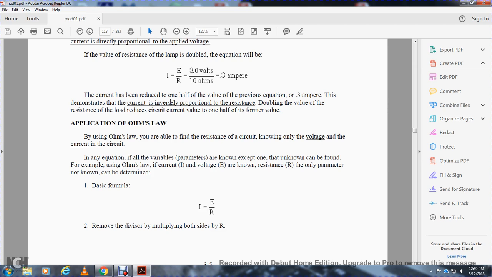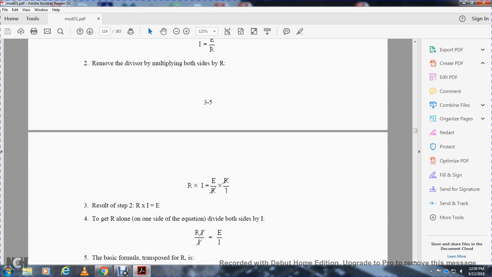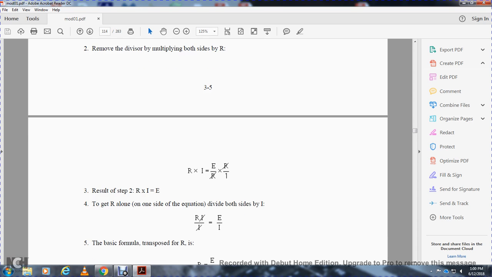Basic formula: current in amperes is equal to voltage over resistance in ohms. So I equals E over R. To remove the divisor, multiply both sides by R. The result in step 2 is ohms times amps equals volts. To get R alone on one side of the equation, divide both sides by I.